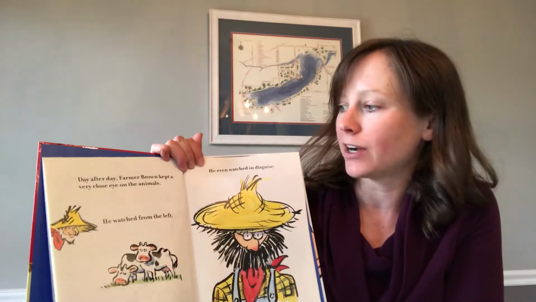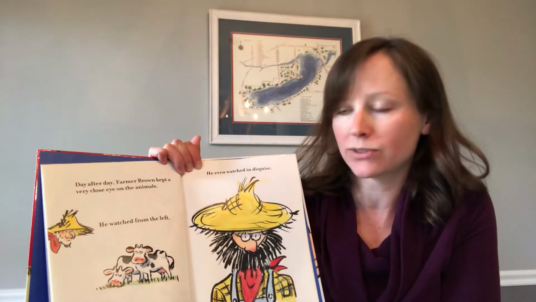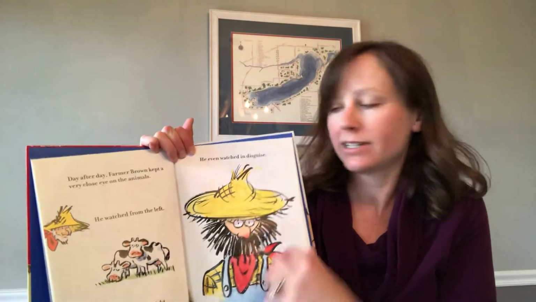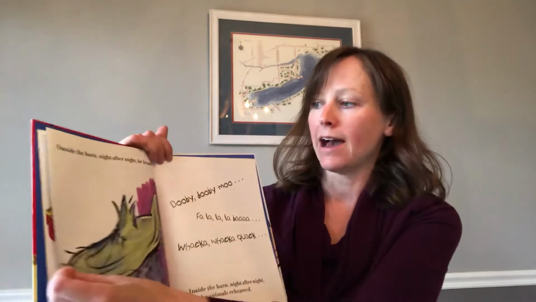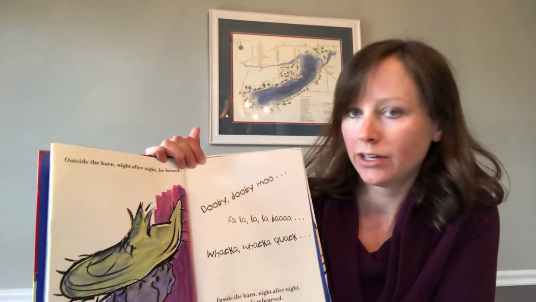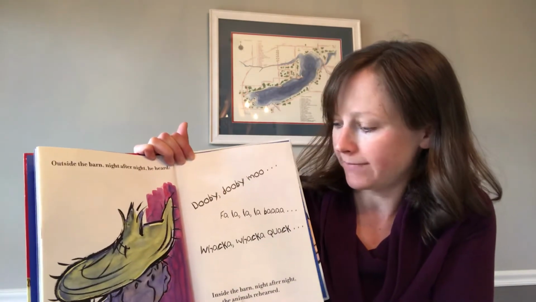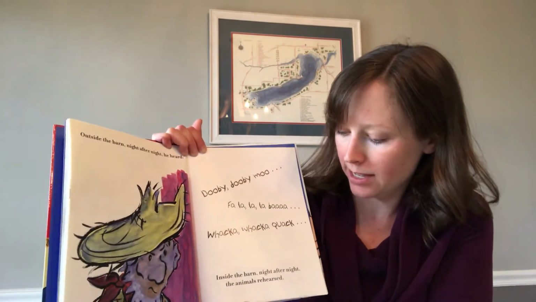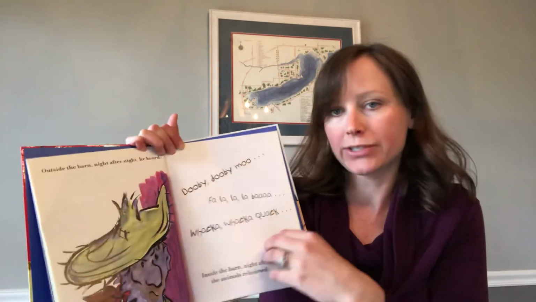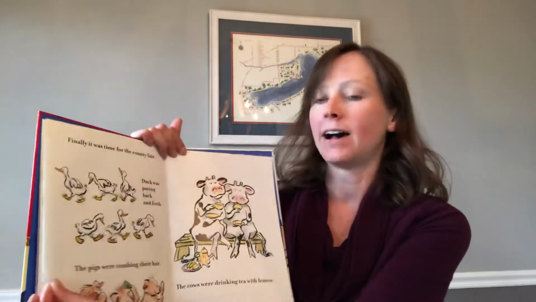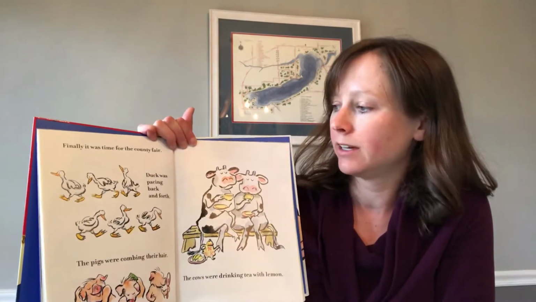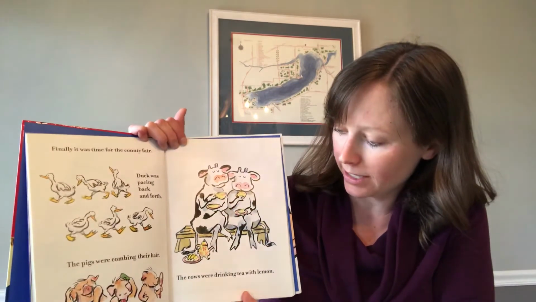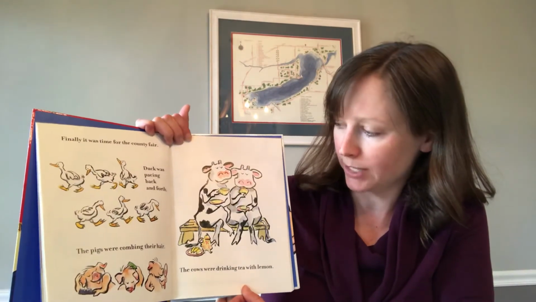Day after day, Farmer Brown kept a very close eye on his animals. He watched from the left, he watched from the right, he even watched in disguise. Outside the barn night after night, he heard Dooby Dooby Moo, fa la la la ba, wacka wacka quack. Inside the barn, night after night, the animals rehearsed. Finally, it was time for the county fair. Duck was pacing back and forth, the pigs were combing their hair, and cows were drinking tea with lemon.